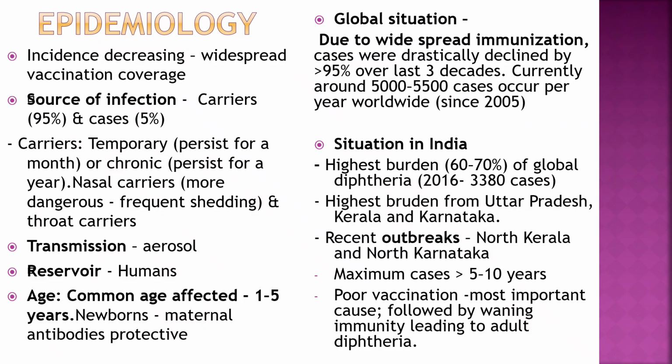The incidence is decreasing due to widespread use of vaccination coverage. The source of infection is carriers 95% and 5% from the cases. The carriers may be temporary, persisting for a month, or chronic, persisting for more than a year. The nasal carriers are more dangerous because they shed bacilli more frequently than throat carriers.